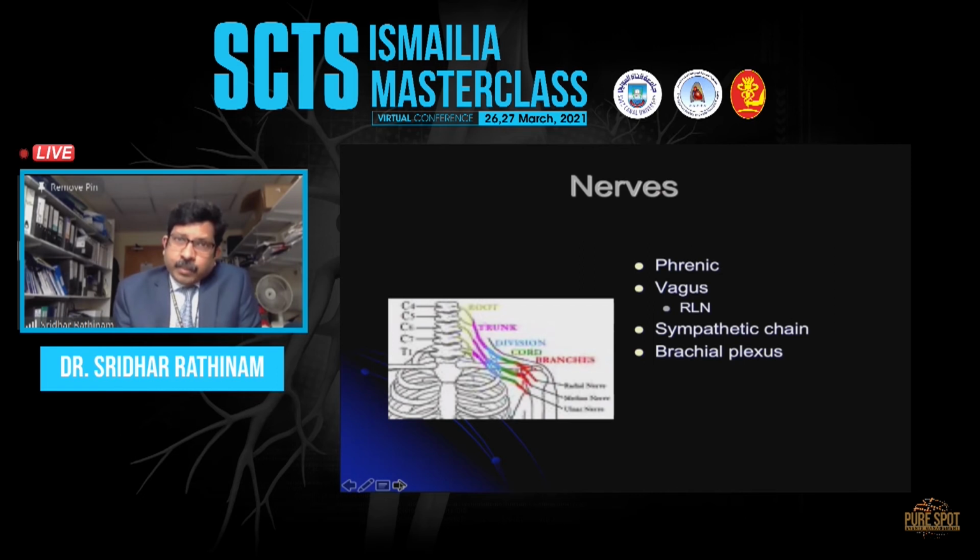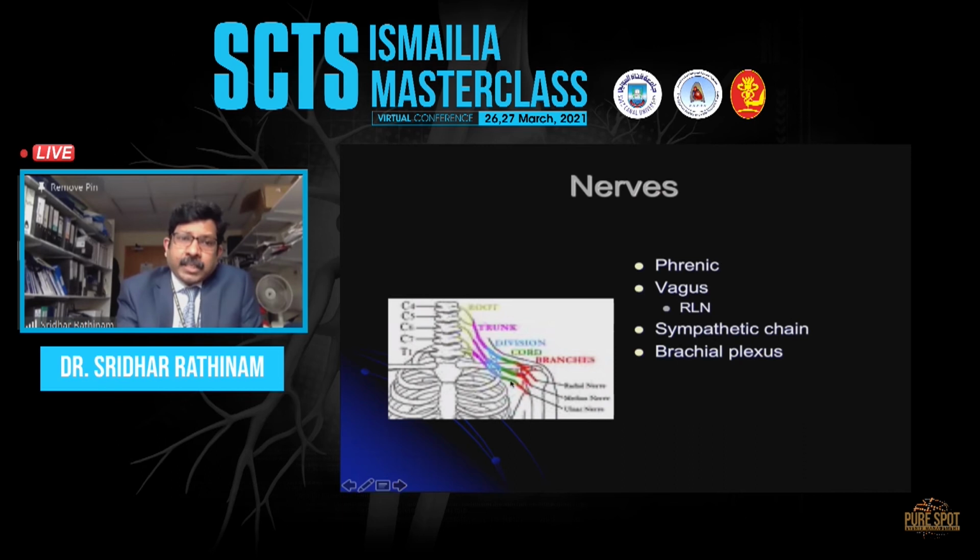The vagus is posterior to the hilum and it gives rise to the recurrent laryngeal nerves. Like I said earlier, the right side hooks around the subclavian vein and the left around the aortic arch. On the back, we have the sympathetic chain, which comes into play if we are doing sympathectomy for hyperhidrosis or facial flushing, and more importantly these days for cardiac arrhythmias and refractory angina when all other things fail.